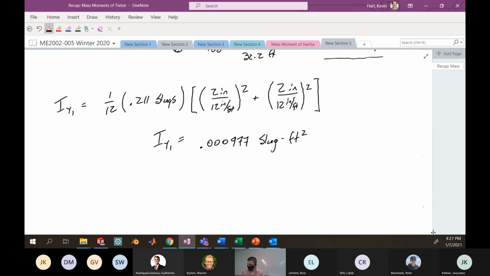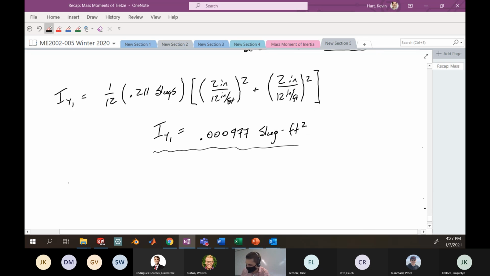Okay, continuing. This is our contribution just from object number 1. All right, now let's move to objects 2 and 3.